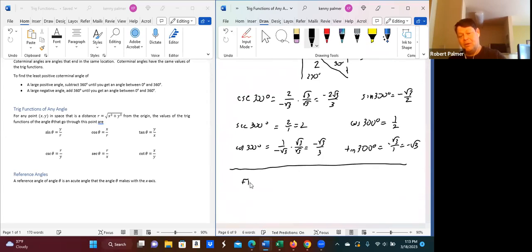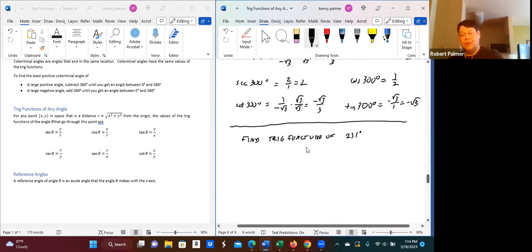I want to find the trig functions of a different angle. Let's say, find the trig functions of, how about 231 degrees? Okay, 231 degrees.